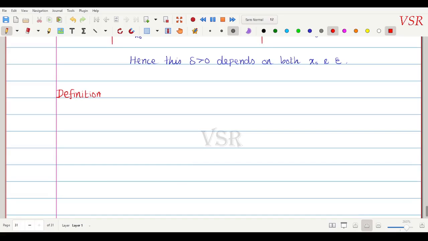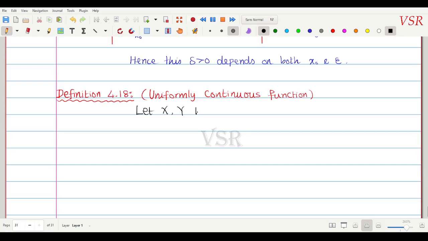Okay, this is 4.18. This is the definition. This is called a uniformly continuous function. Okay, so the definition, as same as before: let capital X, capital Y be metric spaces.